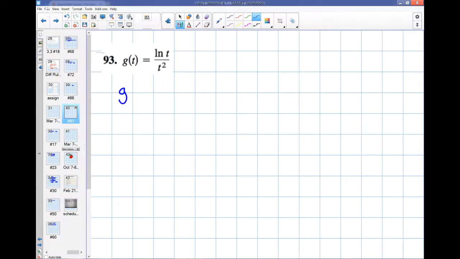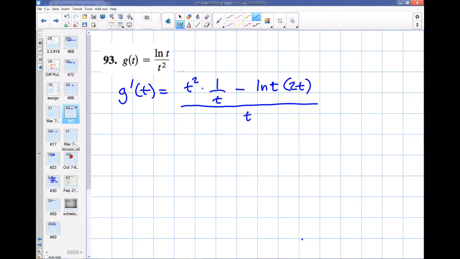So g prime of t, and we go through our quotient rule. Denominator times derivative of numerator. What's the derivative of the natural log of t? 1 over t. So denominator times derivative of numerator minus numerator times derivative of denominator. And then, of course, that's over the denominator squared.